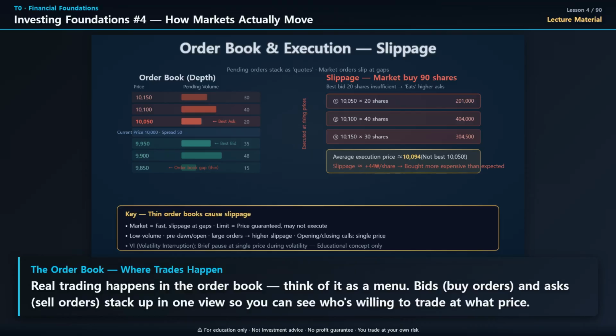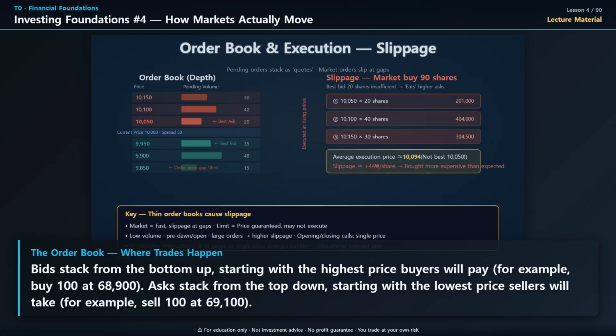Think of it as a menu. Bids, buy orders, and asks, sell orders, stack up in one view so you can see who's willing to trade at what price. Bids stack from the bottom up, starting with the highest price buyers will pay, for example, buy 100 at 68,900. Asks stack from the top down, starting with the lowest price sellers will take, for example, sell 100 at 69,100.